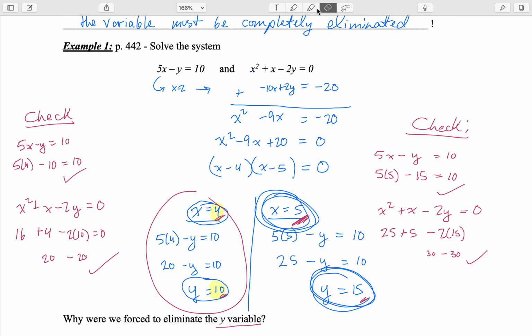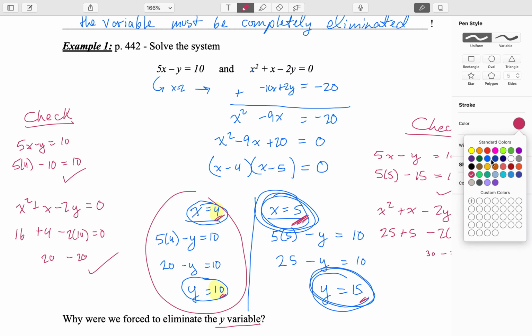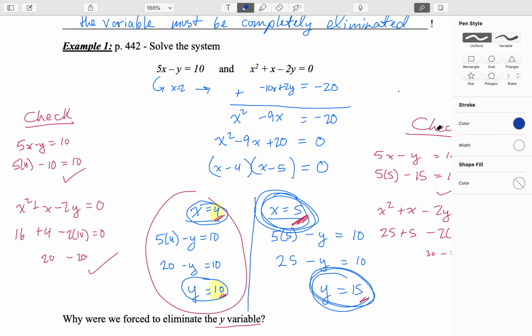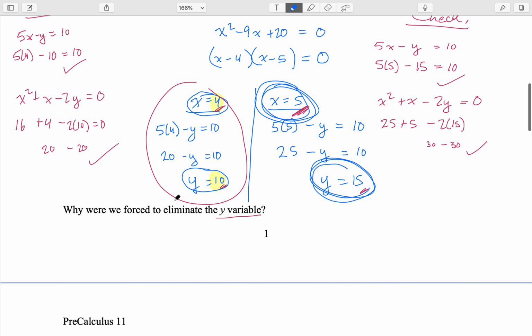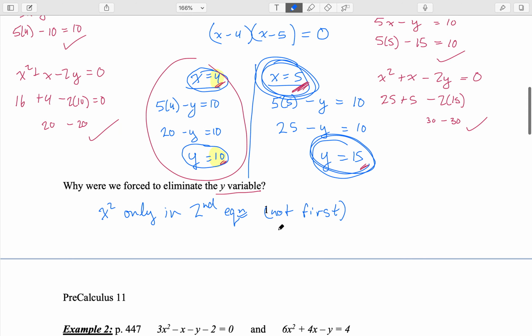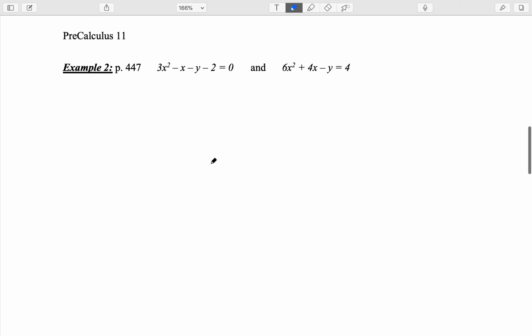So for some reason, what some people say is I'm always going to eliminate y. And you know what? Because these things are functions, that'll work. The reason that we were forced to eliminate the y is because I didn't have x squared in both. The x squared was only in the second equation, not in the first. If it was in the first one, then I could try and get it, but it would not completely eliminate.